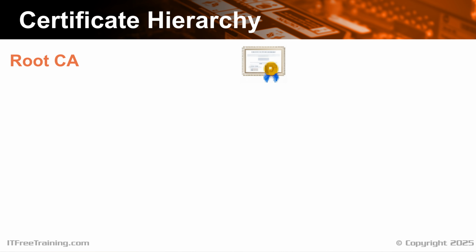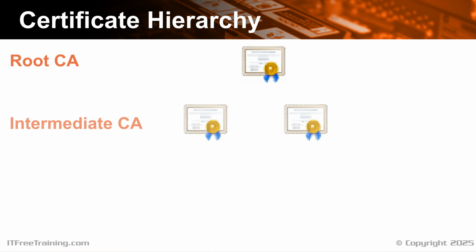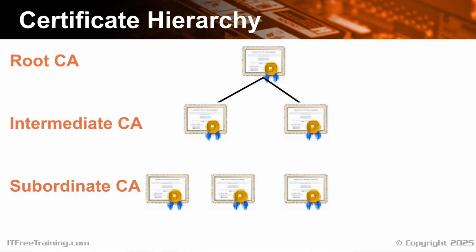At the top, you have the root certificate authority, or root CA. Below this, you have intermediate CAs. Often, once the intermediate CAs are created, the root CA is taken offline to protect it from being hacked. If an attacker were to gain control of the root CA's private key, all the security in the hierarchy would be compromised. The next level down is the subordinate CA.